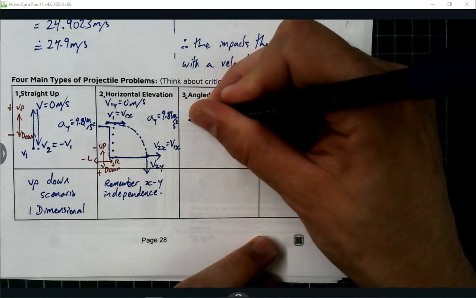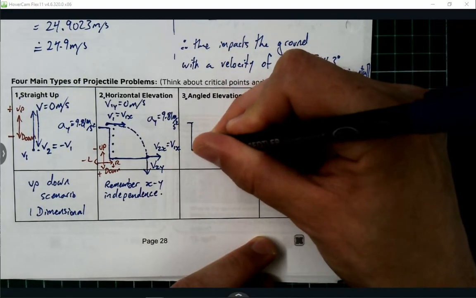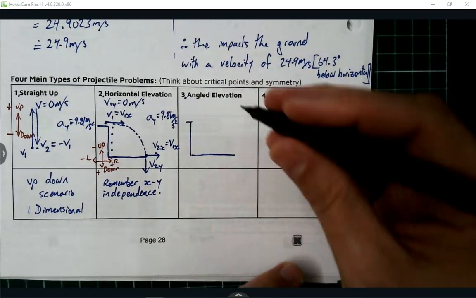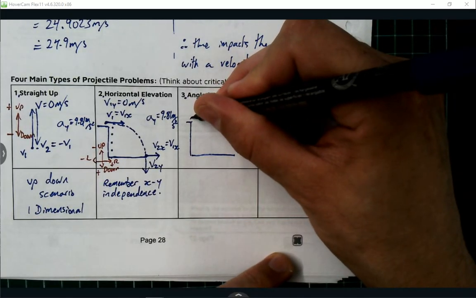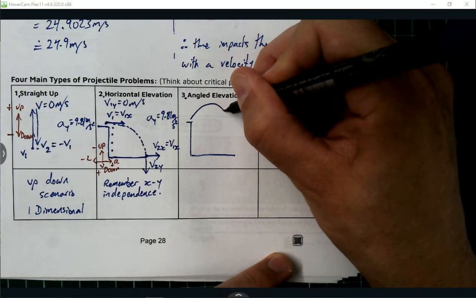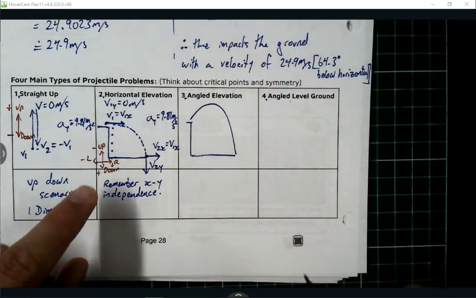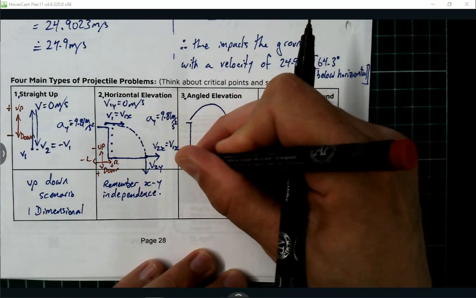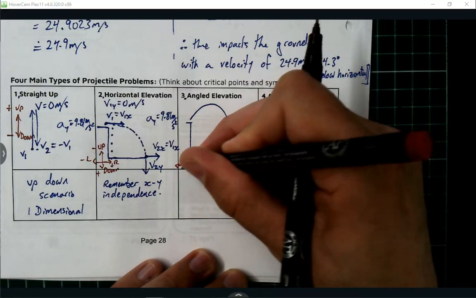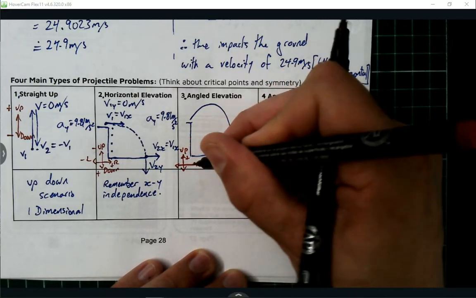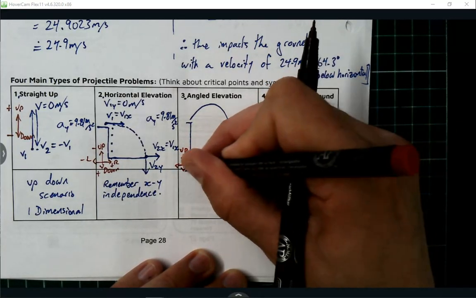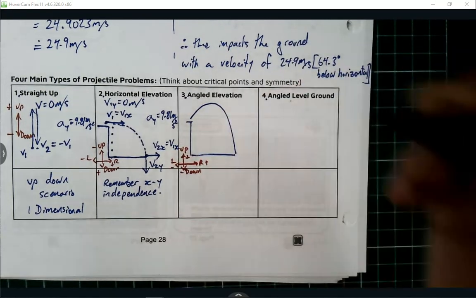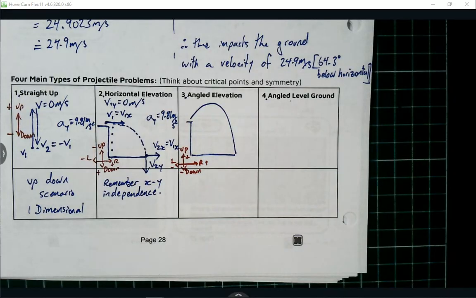Now the next archetype is angled from an elevation. And that's the problem type that we just finished, where it goes up and it comes down. And we might have a similar reference frame to the previous one, only most often I see people making up be positive and keeping right positive, but they let down be negative. To the left be negative. So that's a style choice for you.